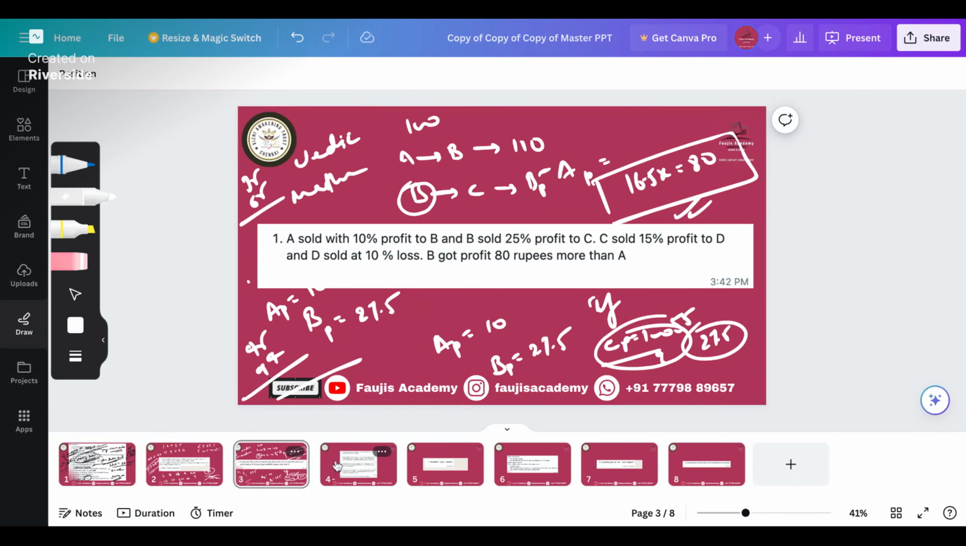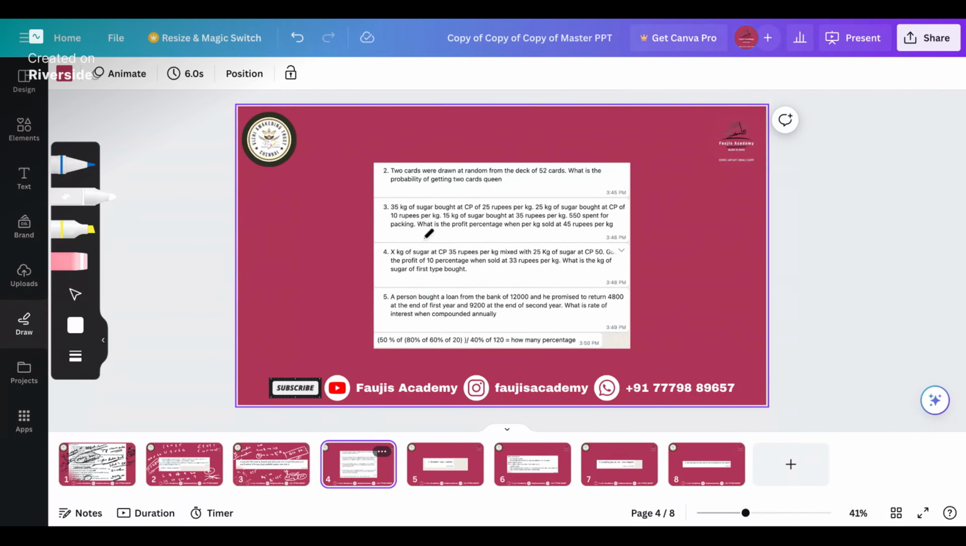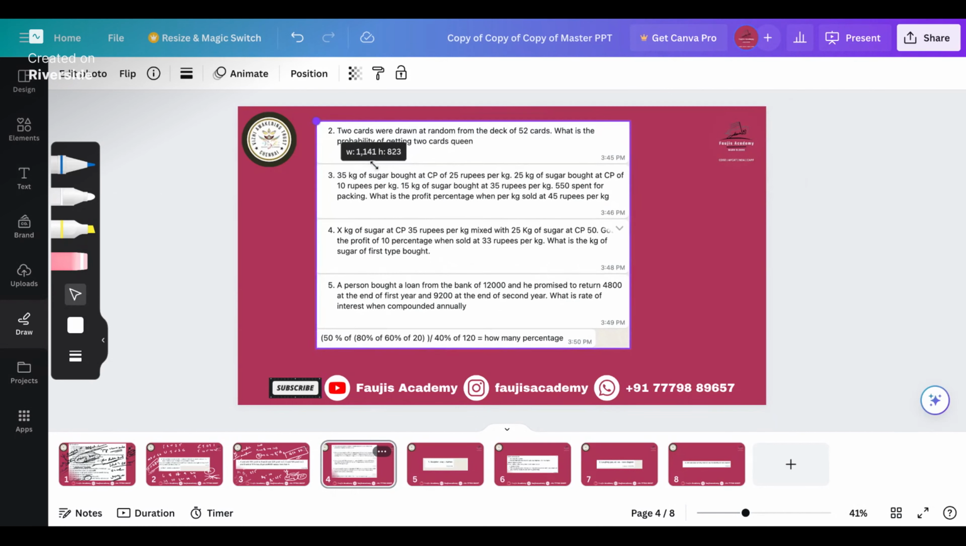So let's move on to the next question. This question is same as your successive. Either you say discount or profit. It's your choice. Whichever word or phrase you want to use, that's your choice completely. Okay. So let's move on to the next question.